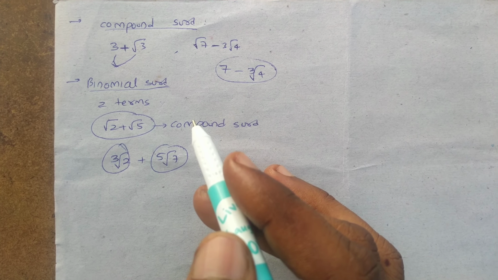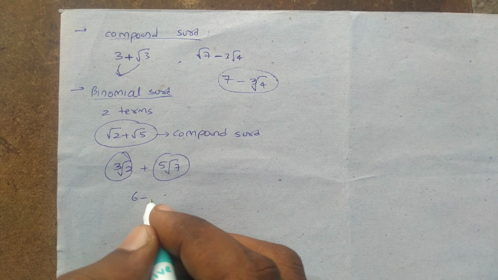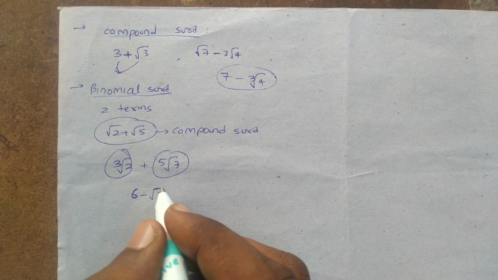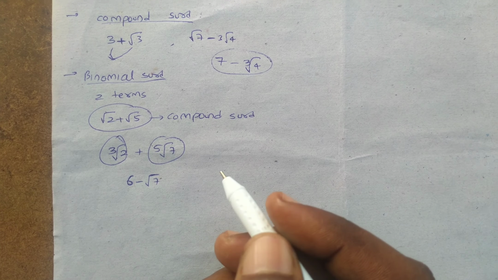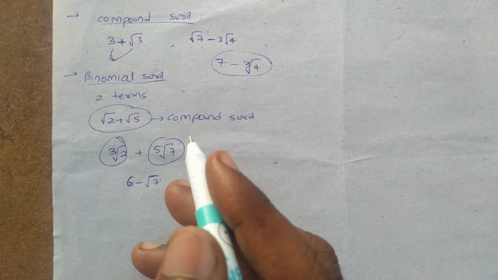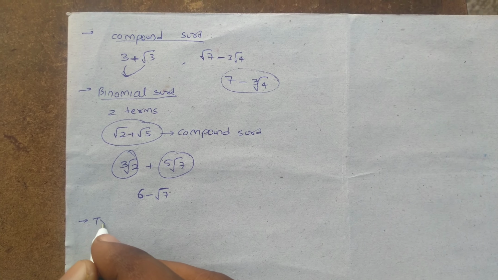Sometimes people write 6 minus root 7, and they also call this a binomial surd only. That is also fine. So compound surd and binomial surd are both almost similar. Okay, next we will see trinomial surd.